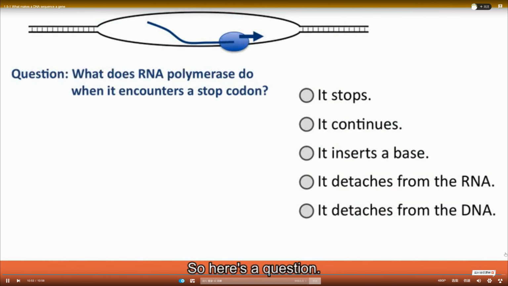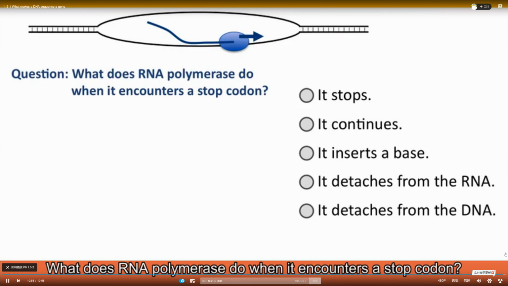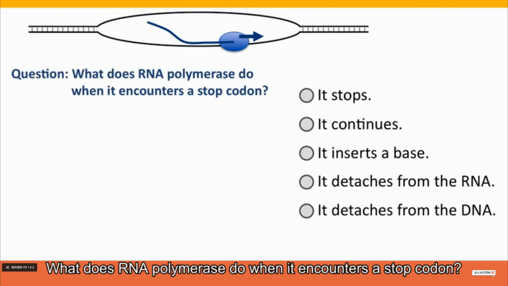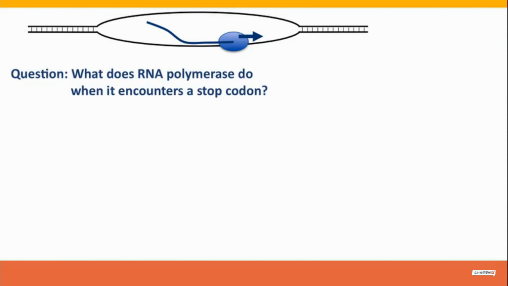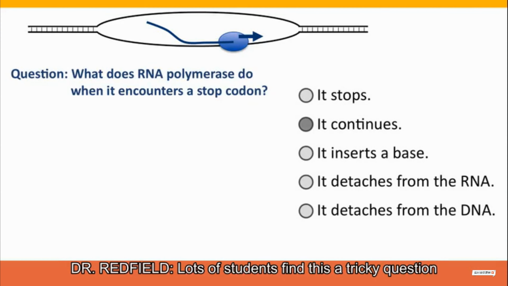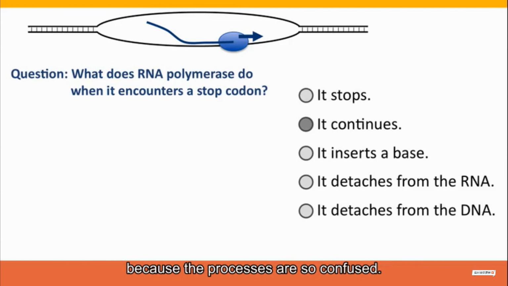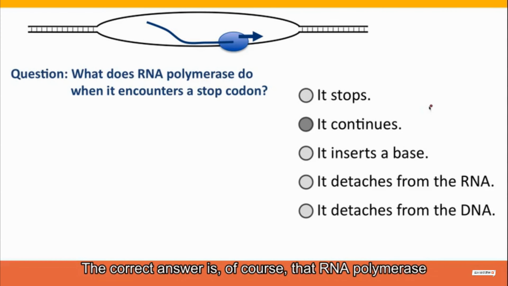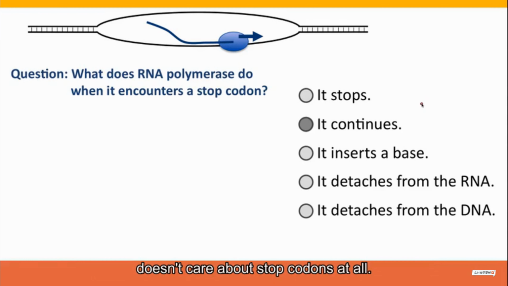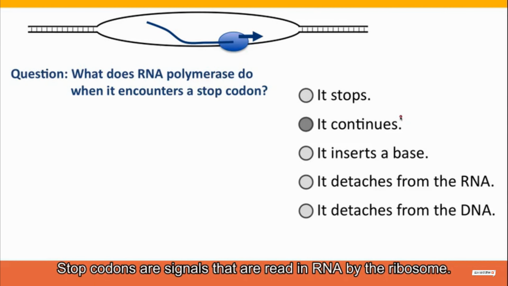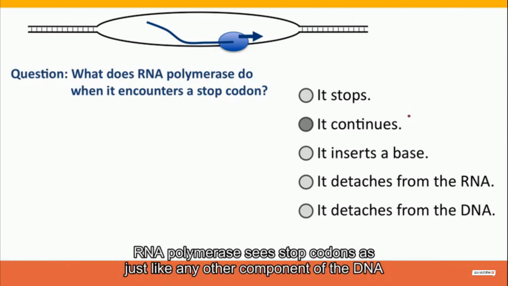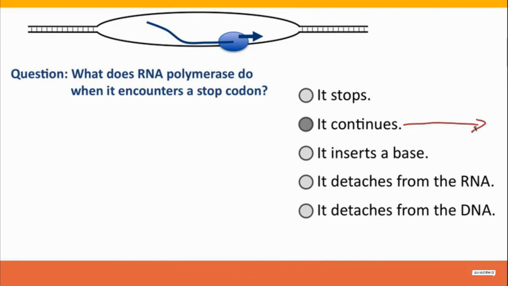So here's a question. What does RNA polymerase do when it encounters a stop codon? Lots of students find this a tricky question because the processes are so confusing. The correct answer is, of course, that RNA polymerase doesn't care about stop codons at all. Stop codons are signals that are read in RNA by the ribosome. RNA polymerase sees stop codons as just like any other component of the DNA, and it just keeps going.